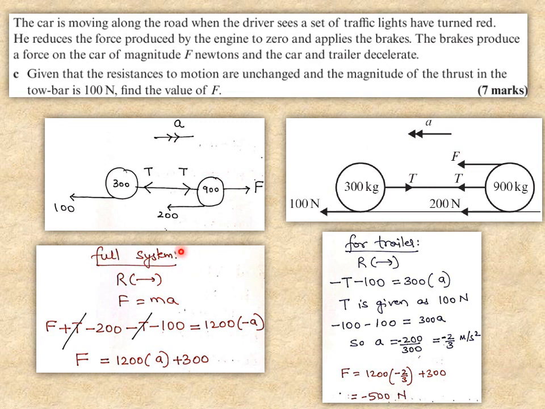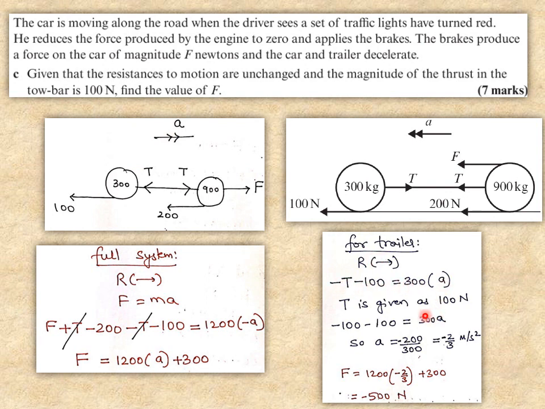Let us take the full system again, taking right as positive, F equals ma. The scenario will give me F is 1200A plus 300, and now I'm taking the trailer only. Okay, this is the trailer. And now minus T minus 100. So look, I'm working from this diagram, not from this one. From this diagram, at the trailer T is also opposite and 100 is also in the opposite direction of my positive sign. So both are negative, 300A.